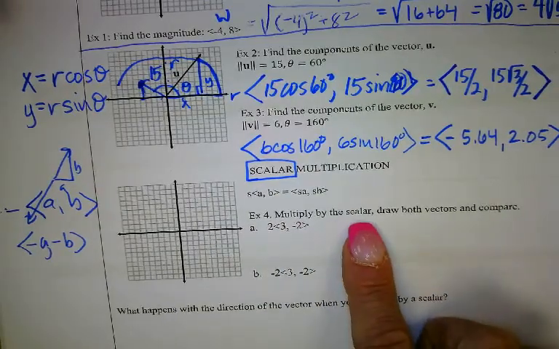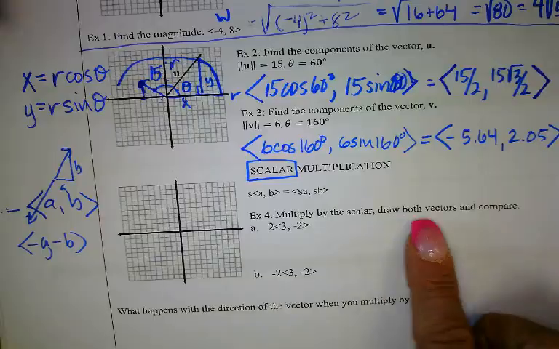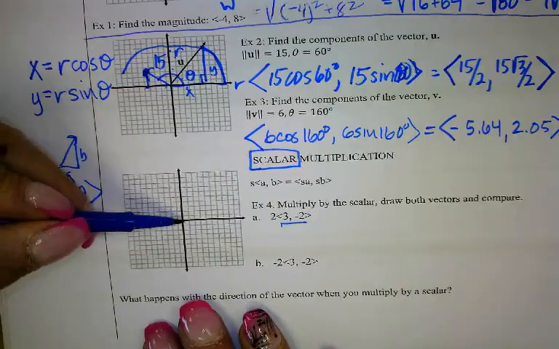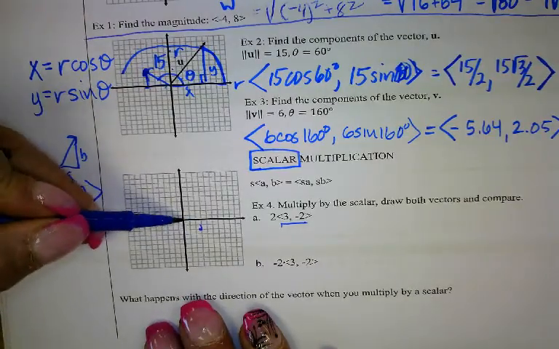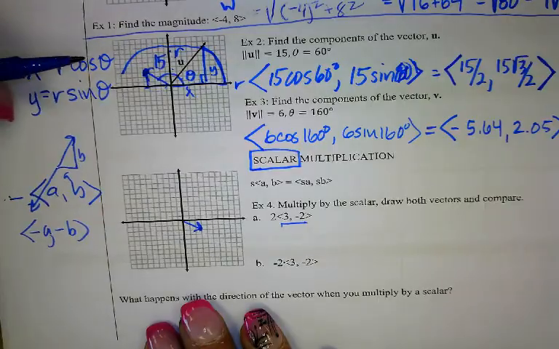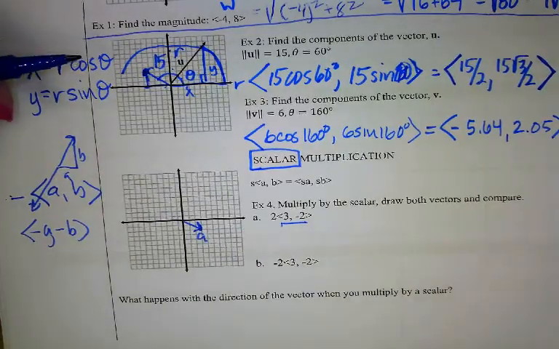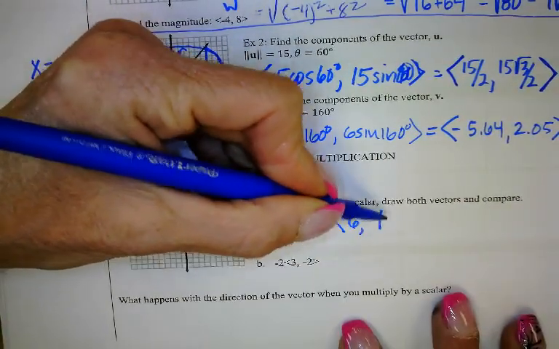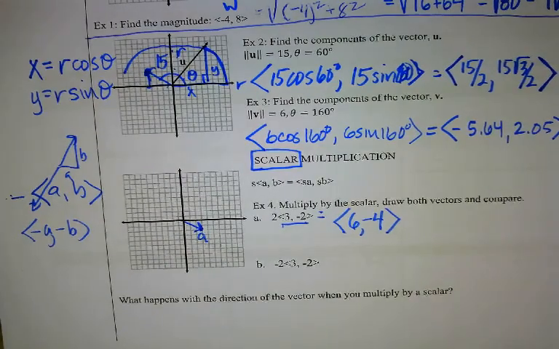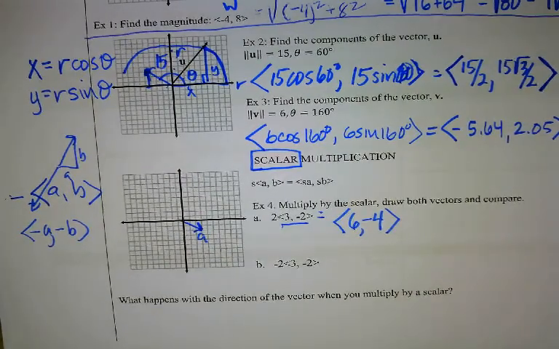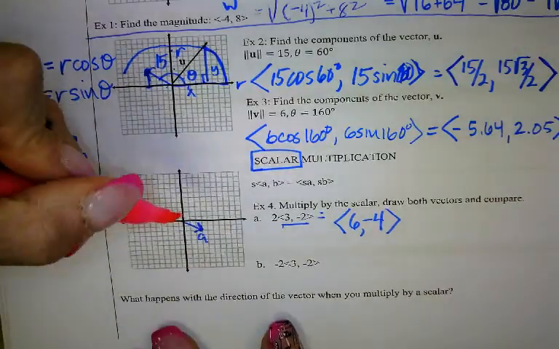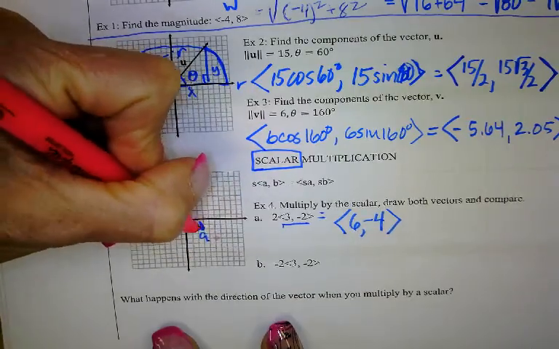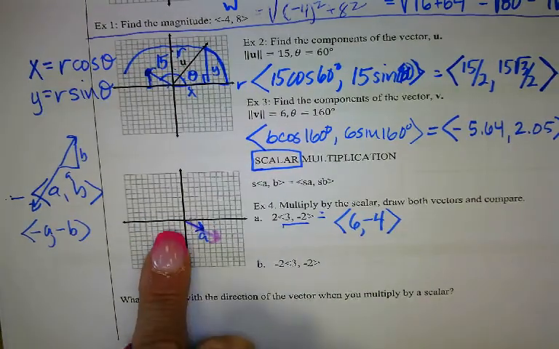Okay, now we're going to draw both vectors and compare. First of all, this is my vector 3 comma negative 2. So 1, 2, 3, negative 2. There's my vector 3 comma negative 2. We'll call it A because it's part A. Twice that vector is 6 comma negative 4. So if I draw that vector, I go over 1, 2, 3, 4, 5, 6, negative 1, 2, 3, 4, and I draw that vector. Notice it's in the same exact direction as the first one, it's just twice as long.